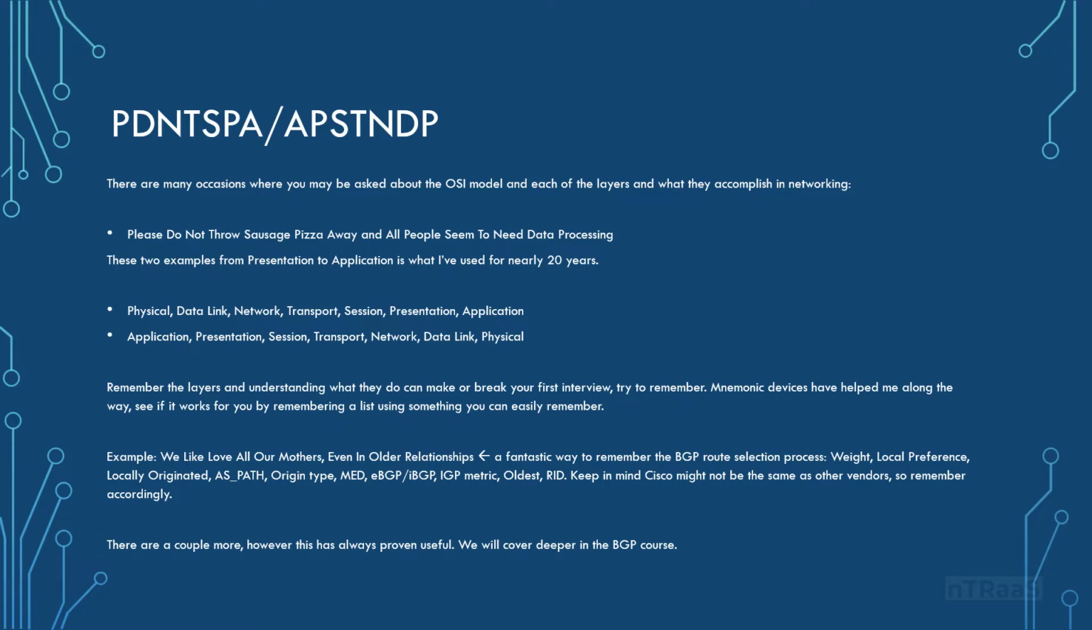So the way I learned it about 20 years ago, please do not throw sausage pizza away: Physical, data link, network, transport, session, presentation, application. And from the top: all people seem to need data processing: Application, presentation, session, transport, network, data link, and physical. So mnemonic devices are a really good way of learning, and it's how I learn, if you couldn't tell from SPF and these two. So remembering the layers and understanding can break the interview, as I mentioned.